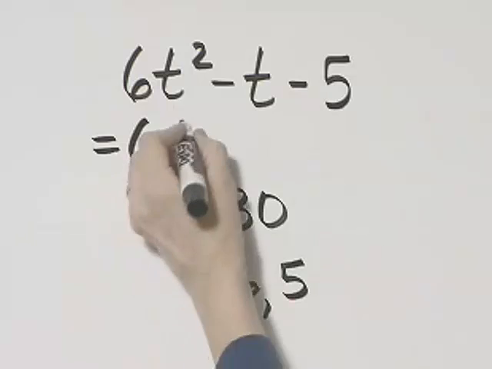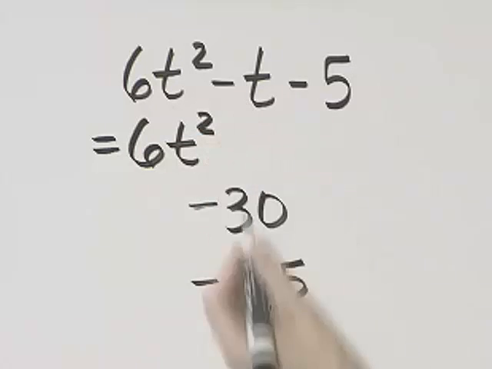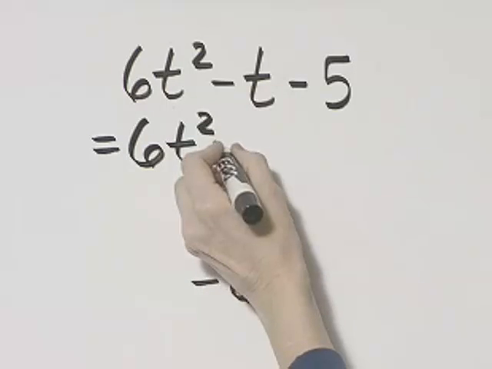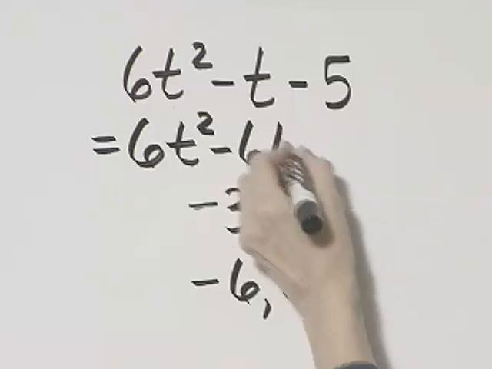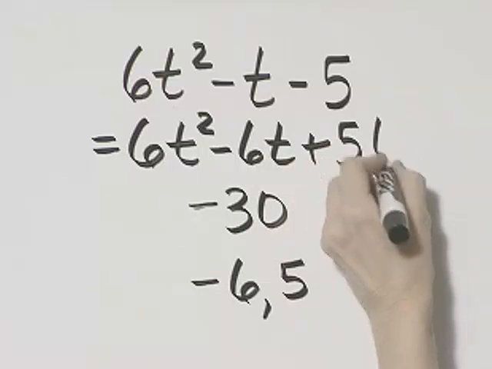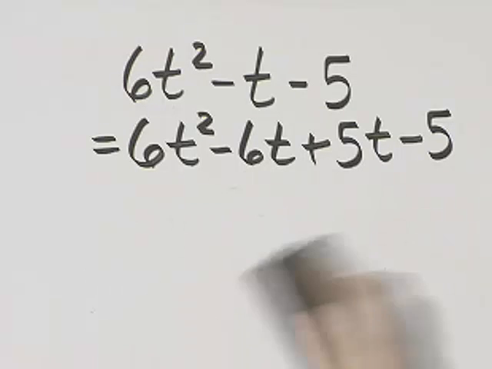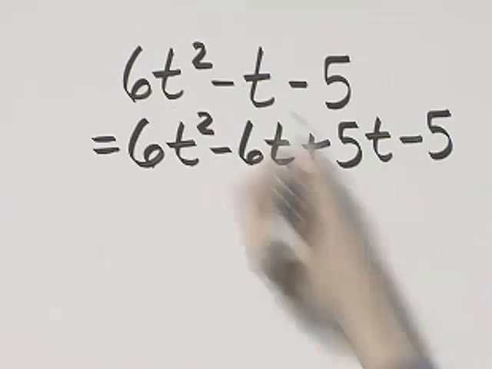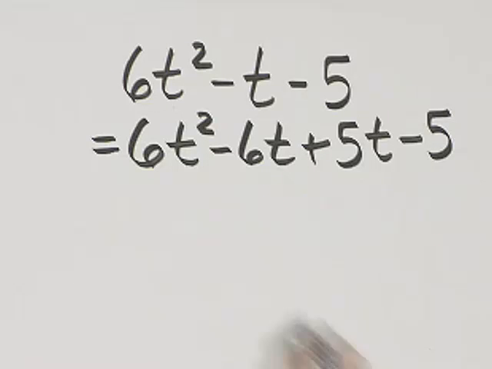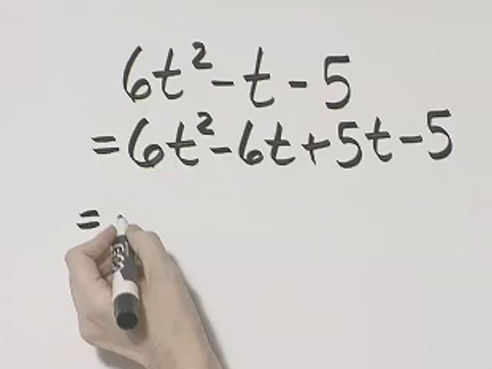You rewrite the middle term using these coefficients. So that's -6t plus 5t minus 5. And I've rewritten, but I haven't changed because -6t plus 5t is still -1t or -t. But now let's factor by grouping.